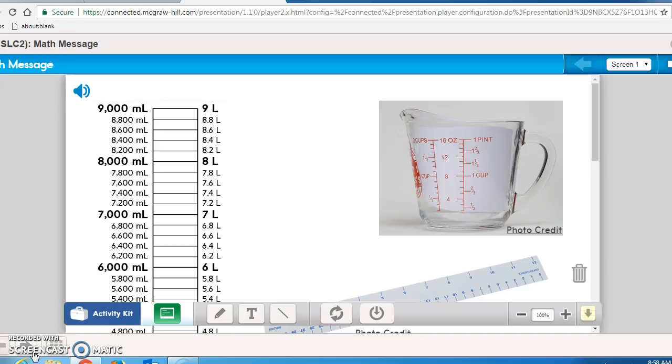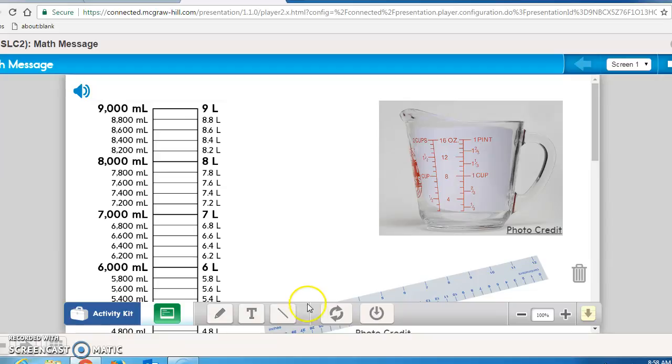We're going to be looking at different measures in the metric system. When we were looking at measuring length, we would use a meter or a centimeter or sometimes even a millimeter to measure something. When we want to measure liquids, we use liters or milliliters.